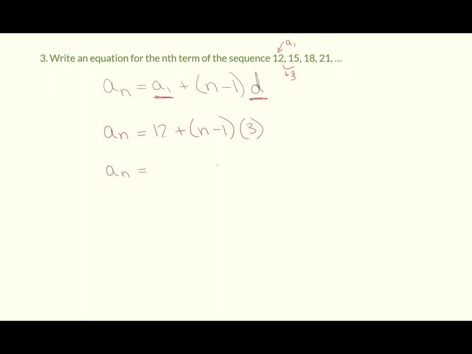You're simplifying this, so distribute that 3. So we get 3n. Negative 1 times 3 is negative 3. Combine like terms. So put your 3n in first. 12 minus 3 is a positive 9. And that's our final answer.